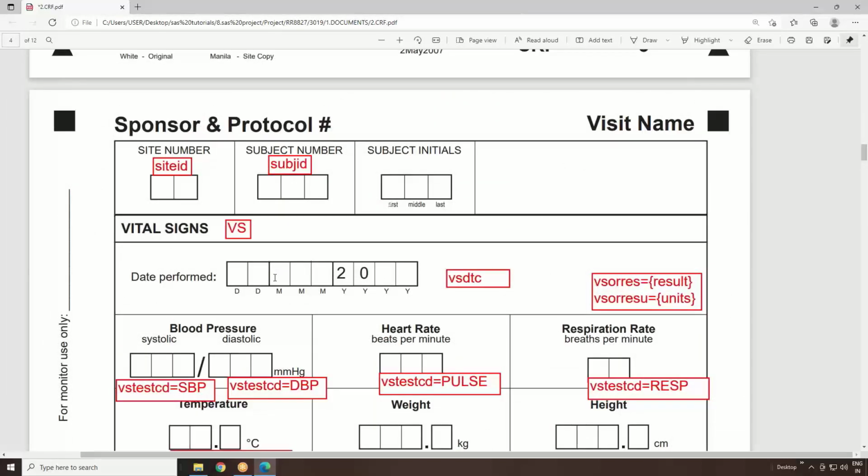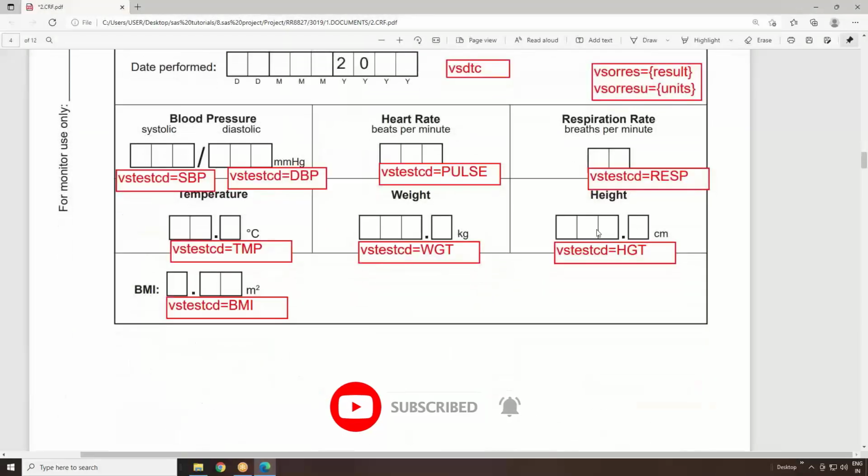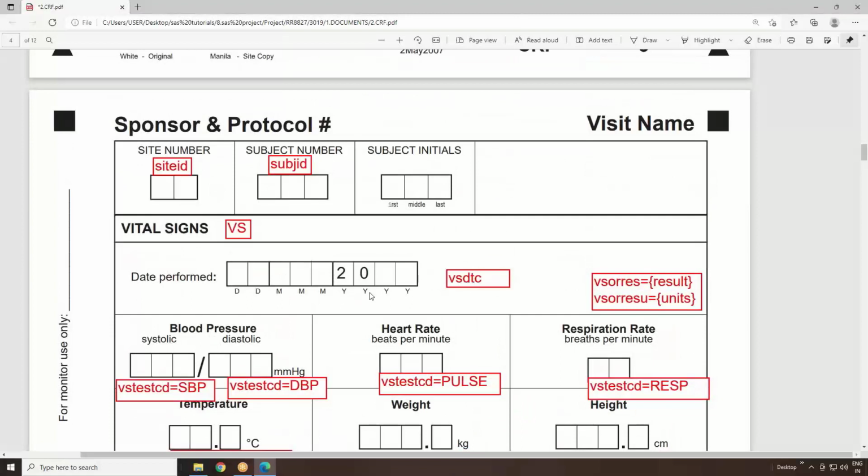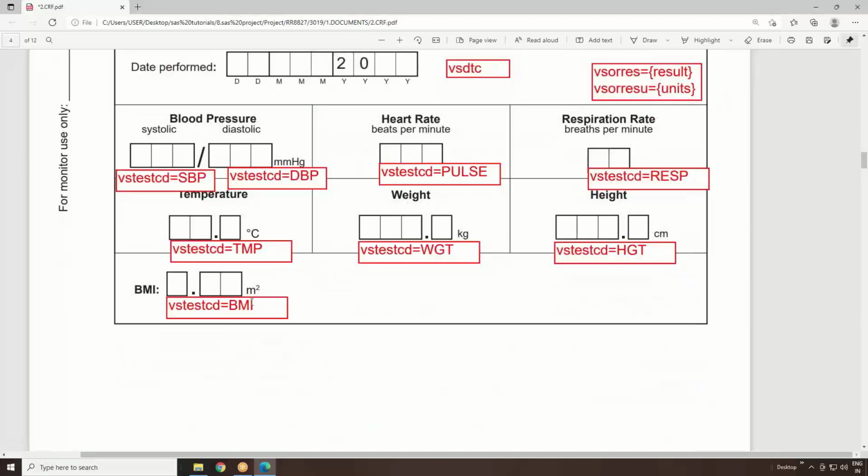Vital signs, if they're asking, can you tell me what information you can find out in vital signs? Vital signs means your blood pressure, heart rate, respiration rate, temperature, height, weight, BMI, all come under your vital signs. Okay, so suppose if they're asking what variables you can find in the vital signs data set, it is VSTESTCD. Within the VSTESTCD itself, SBP means systolic blood pressure, DBP means diastolic blood pressure, PULSE means pulse rate and respiration rate, and VSTESTCD equal to BMI, weight and height.